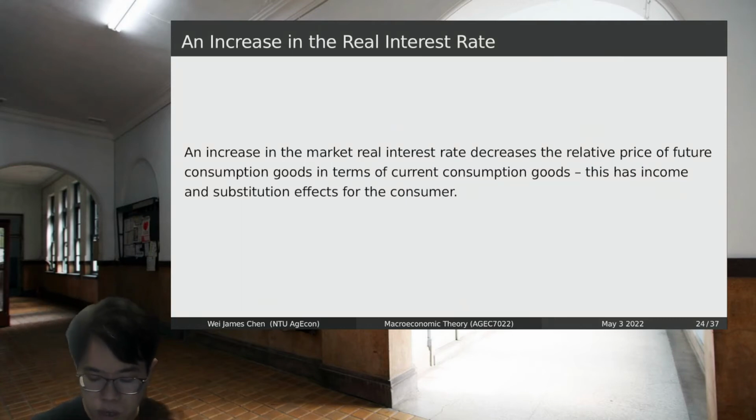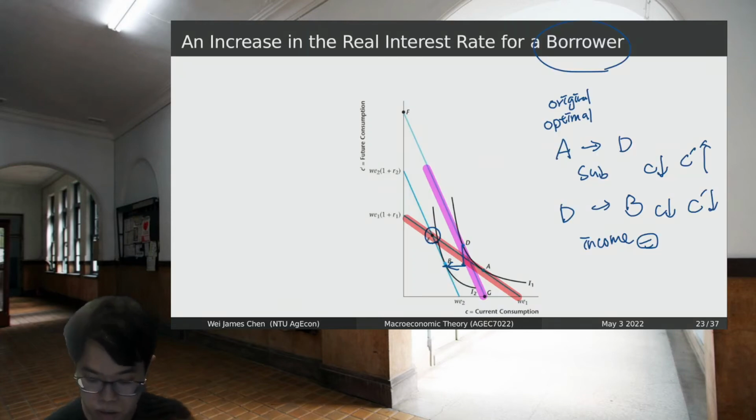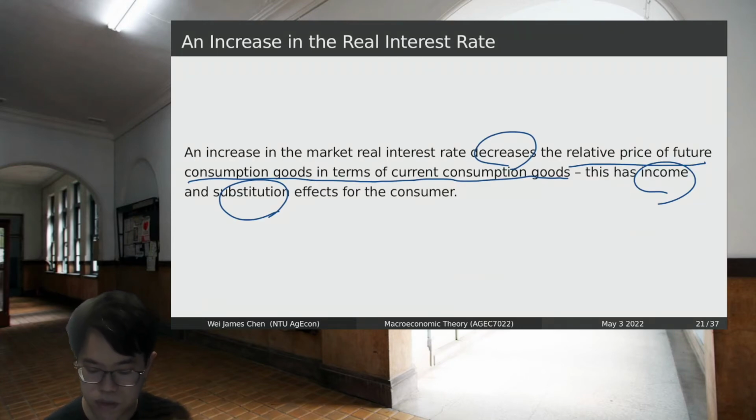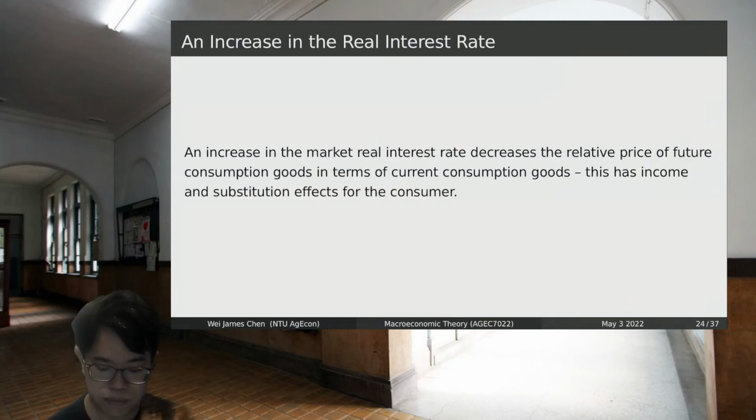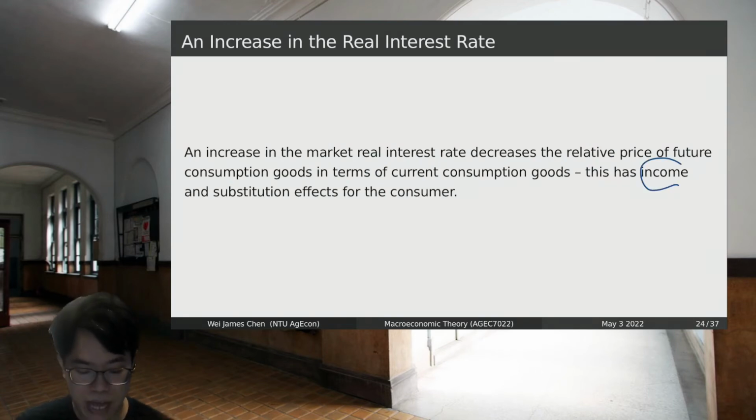So an increase in the market real interest rate decreases. So like I said, this is the same slide, actually. Just to recap again, it has income and substitution effect at the same time.